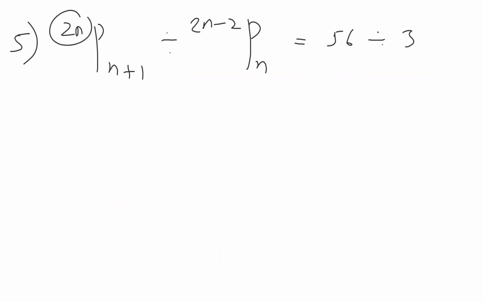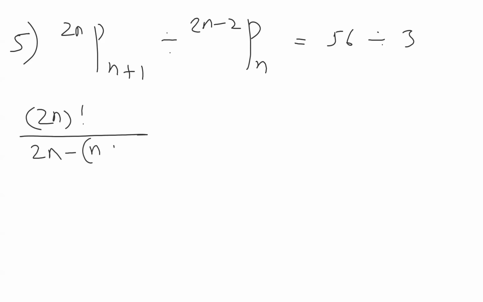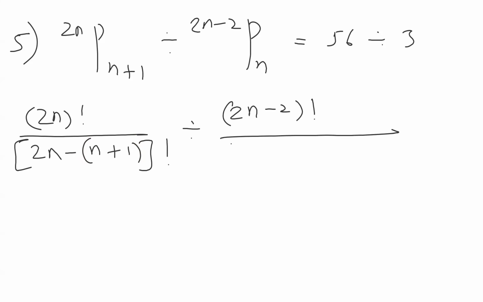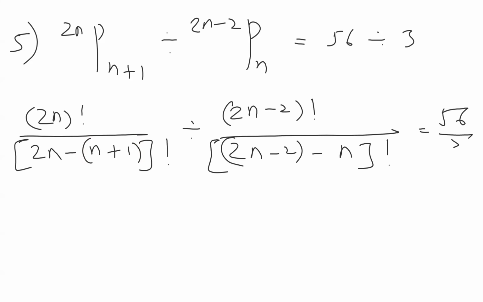Okay. So this is n and this is r. 2n factorial upon (2n minus n plus 1) factorial, n factorial upon (n minus r) factorial. Now this bracket is very much important because there is a minus sign over here. So don't miss out on any brackets. Divided by 2n minus 2 factorial upon (2n minus 2 minus n) factorial, is equal to 56 upon 3, right?